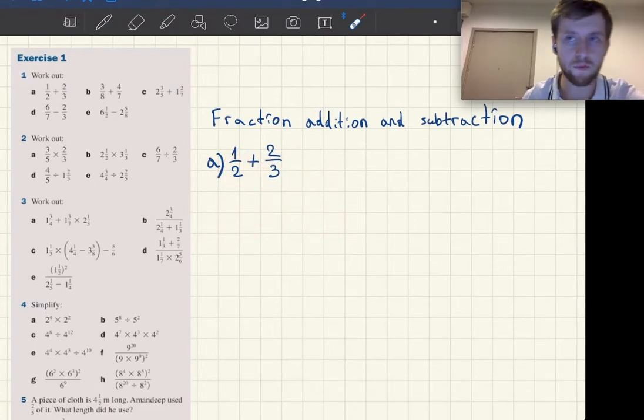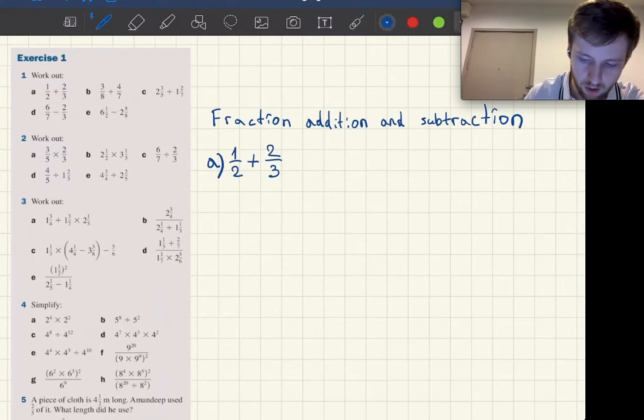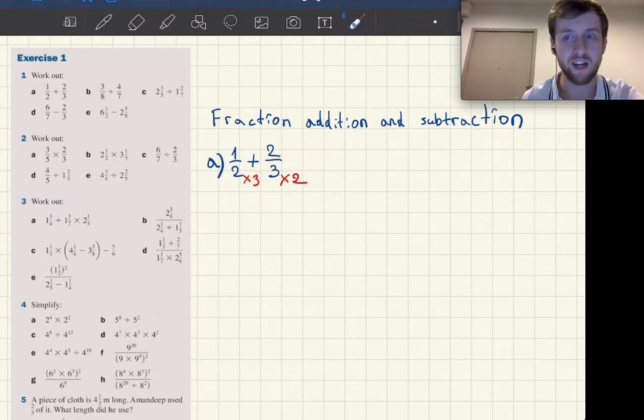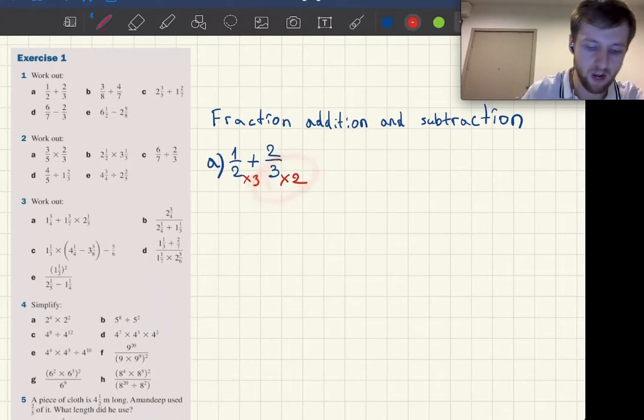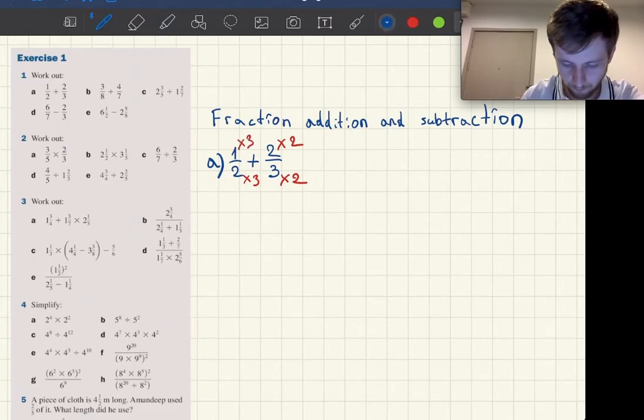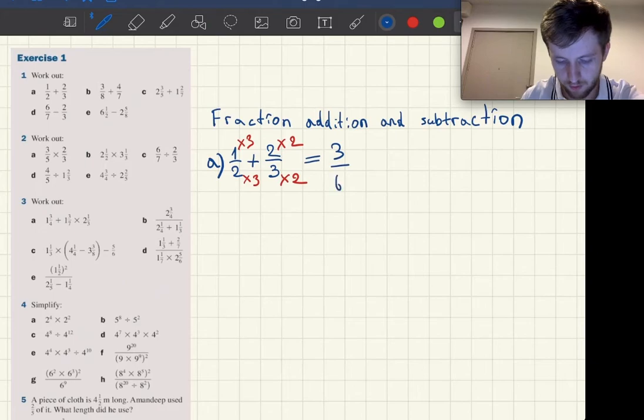So the LCM of 2 and 3 is 6. This is the least common multiple of 2 and 3, because both 2 and 3 can be multiplied by something to get 6. So 2 has to be multiplied by 3, and 3 has to be multiplied by 2. But we can't just multiply the bottom part. If you multiply the bottom part, you have to multiply the top part as well. So we do times 2, and here we do times 3. So we get 3 over 6 plus 4 over 6.